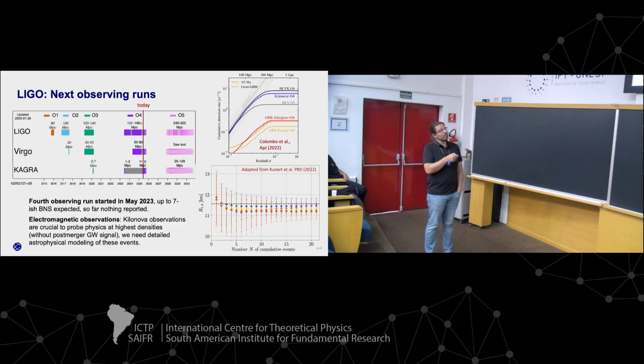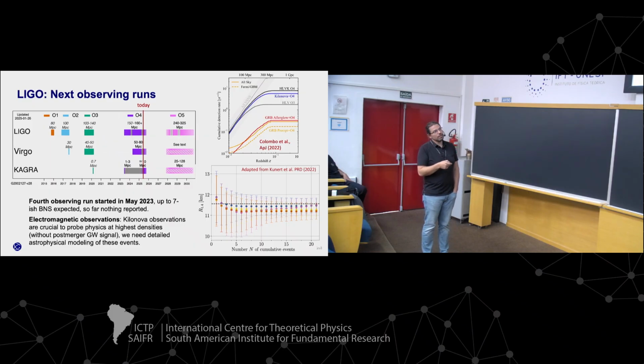Currently we're in the fourth observing run, where we haven't seen, unfortunately, any neutron star merger, or at least LIGO hasn't shared if they have seen one. We expected 7, and we saw 0, so maybe the rate of mergers is much smaller.